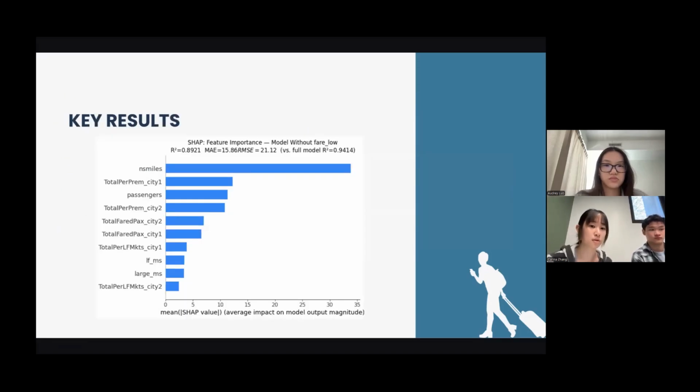From our results, we have a chart of the feature importance calculated by SHAP values. We can see that NS miles, which stands for distance, ranks as the most important feature. This is followed by the total premium or discount, which stands for the characteristics of the end hubs. It's also followed by passengers, which stands for the demand category. Lastly, we have the market share of the airline with the lowest fare and the largest market share of the largest company in that airline, which stand for the competition category.